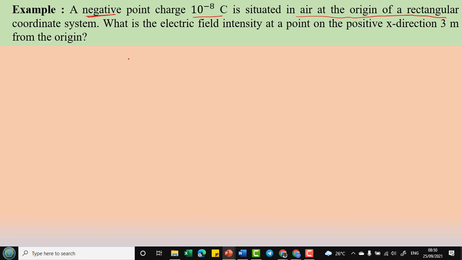I will draw the diagram then. What is the electric field intensity at a point on the positive x axis direction 3 meter from the origin? So origin पर एक चार्ज है, कितने कूलम का है? 10 to the power minus 8 कूलम का, और ये x एक्सिस है, ये y एक्सिस है. So this is 1 2 3 4 5 this much. So this is minus 10 to the power minus 8 कूलम.